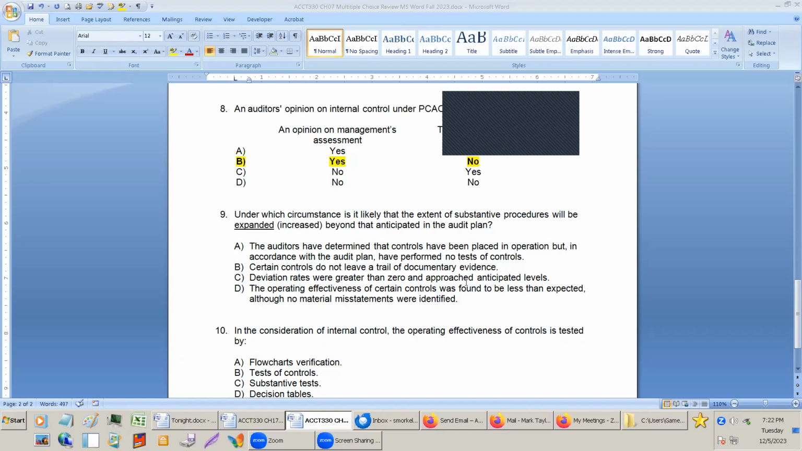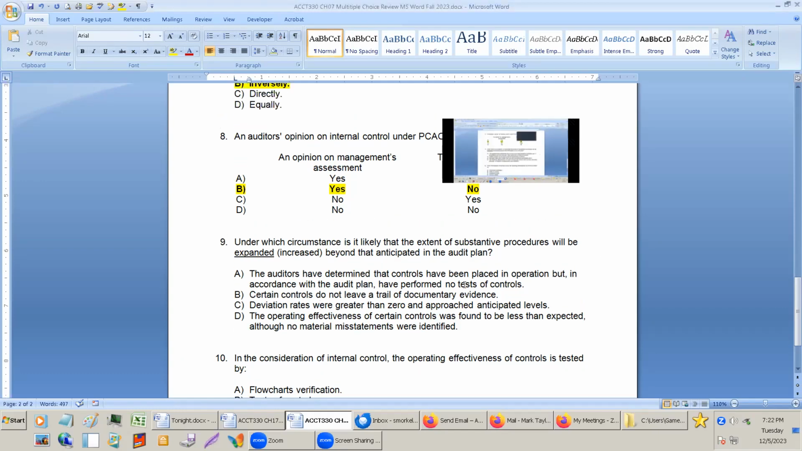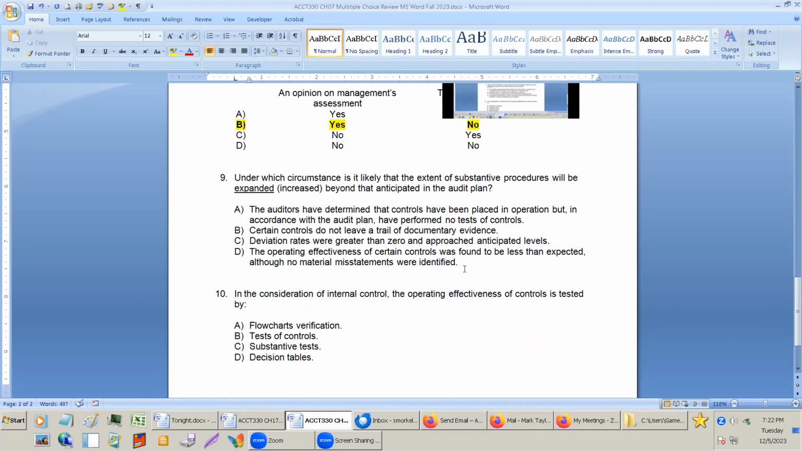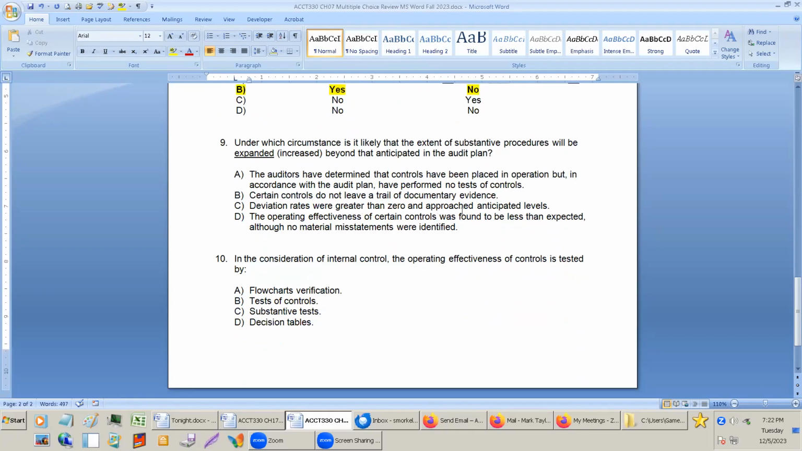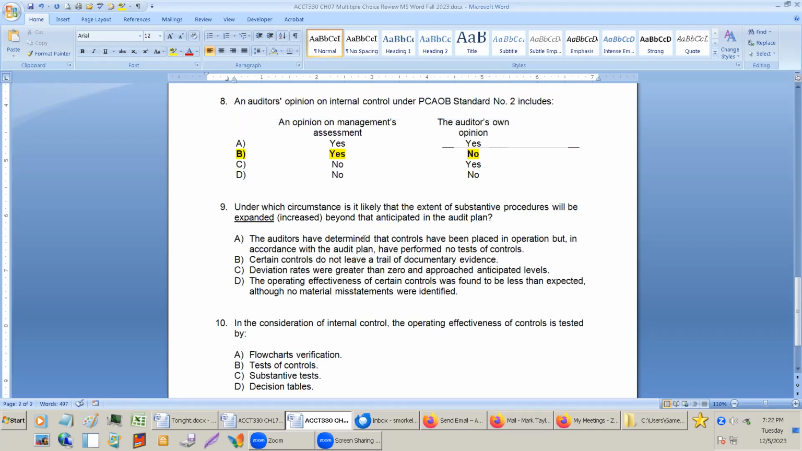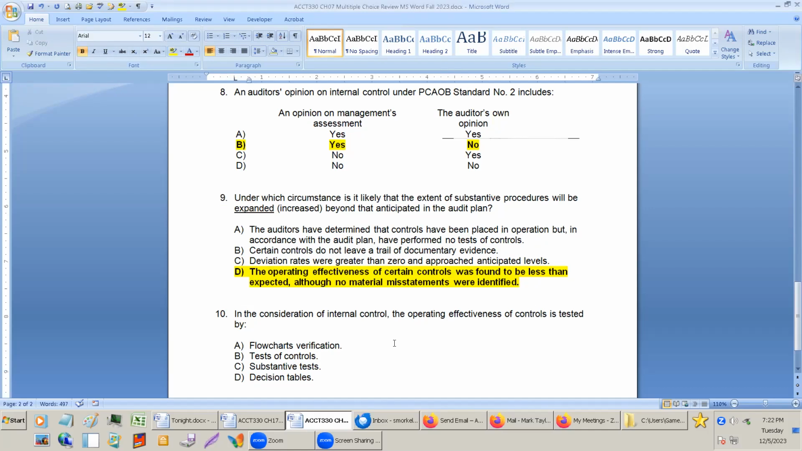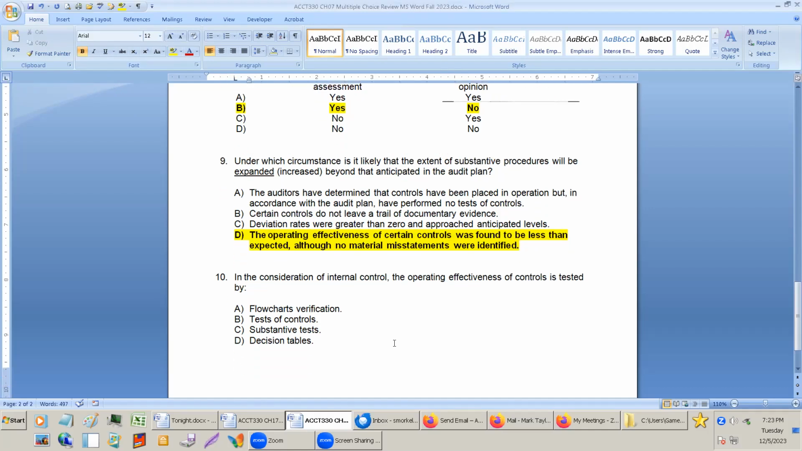9. Under which circumstance is it likely to extend substantive procedures to expand beyond the, yep. E. And 10. Test controls. Yep. Very good.